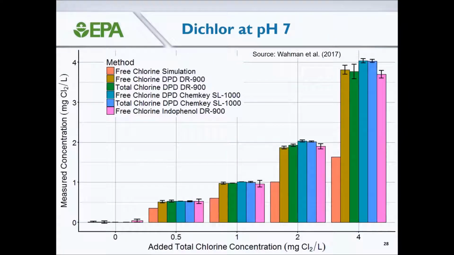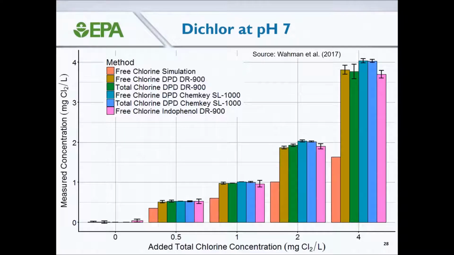So to highlight the bias we see with the free chlorine test, here I'm showing some results of some research we conducted where we compared several different methods. The y-axis here shows the measured concentration from each method, and the x-axis shows the added total chlorine concentration in the sample. And this was done with dichlor at pH 7. So the first bar in each of these bar sets is the free chlorine concentration that we want to be able to measure, because this is the simulated, or the water chemistry known, free chlorine concentration in these samples. While the remaining bars in each set are what we actually measured.